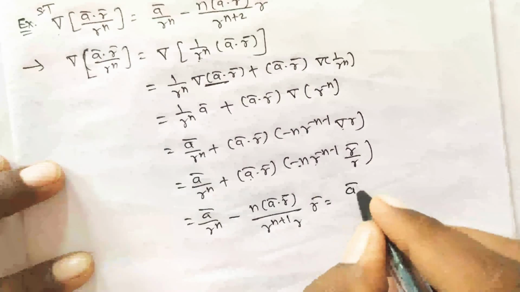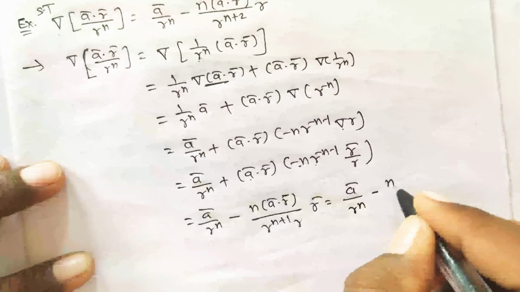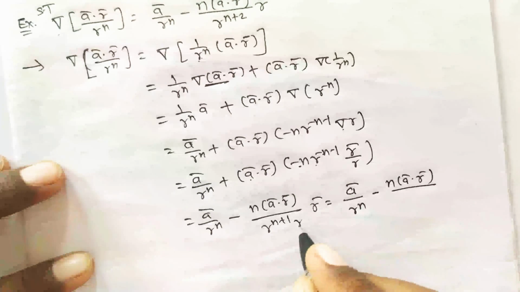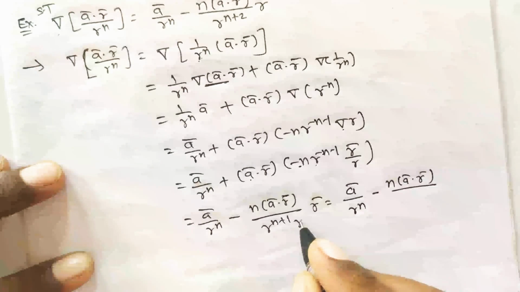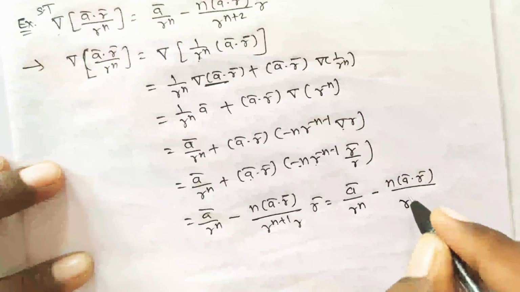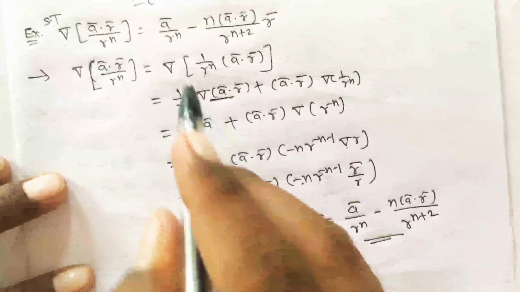So after simplification we will get here a bar upon r raised to n minus n into a bar dot r bar upon, here r raised to n plus 1 into r, base same, take addition of powers, n plus 1 plus 1, that is r to the power n plus 2. So this is the required result.